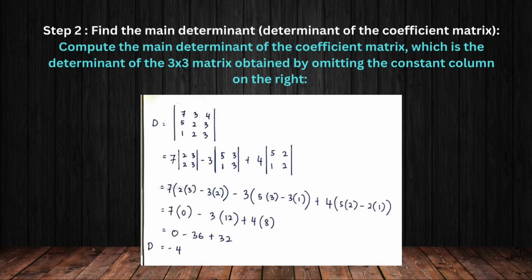7 times all in the bracket, which is 2 times 3 minus 3 times 2. Negative 3 times all in the bracket, which is 5 times 3 minus 3 times 1. And the last one is 4 times all in the bracket, which is 5 times 2 minus 3 times 1. That equals 7 times 0 minus 3 times 12 plus 4 times 8, equal 0 minus 36 plus 32. And the answer for D is negative 4.